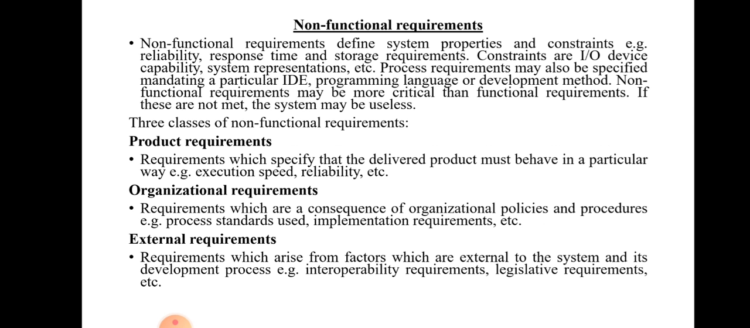Organizational requirements are the consequences of the organizational policy and procedures to be followed by the particular organization. For example, the particular process standards and implementation techniques to be followed by an organization. The third class is external requirements. These arise from factors which are external to the system. For example, interoperability requirements and legislative requirements. So these are the non-functional requirements. So functional and non-functional requirements are the types of system requirements.